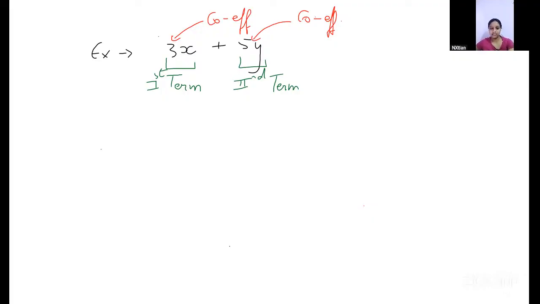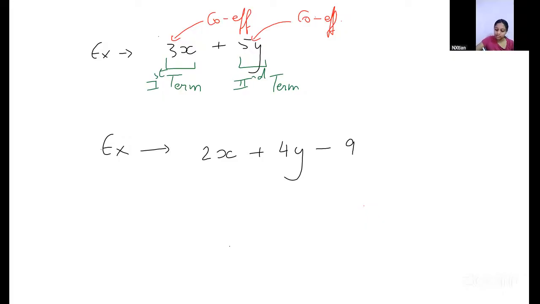Getting there? Look at one more example. Another equation: 2x plus 4y minus 9.